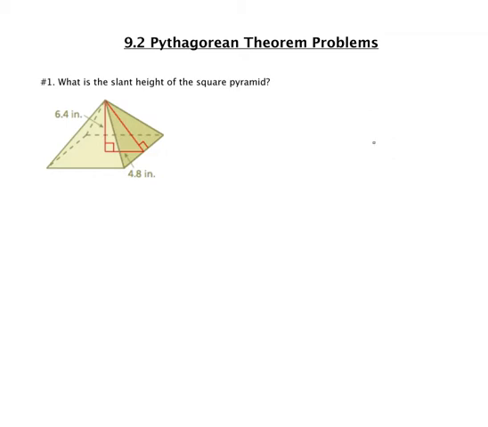9.2 Pythagorean Theorem problems. So the first question is, what is the slant height of the square pyramid? What we look for in these is that right triangle, and I can see how they drew that right triangle in. We can see that there's another right triangle in the other corner, but we don't need that one right now. That would be a different Pythagorean theorem. So we would need to find this side length.